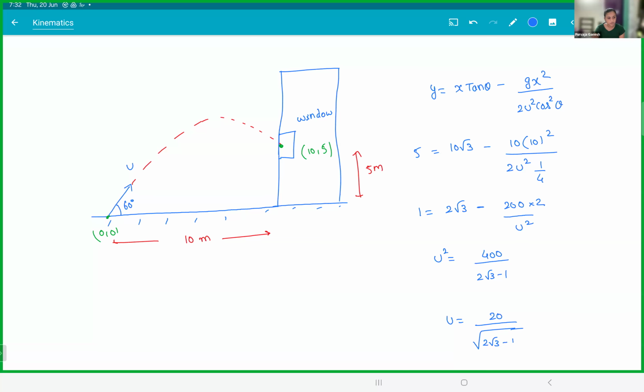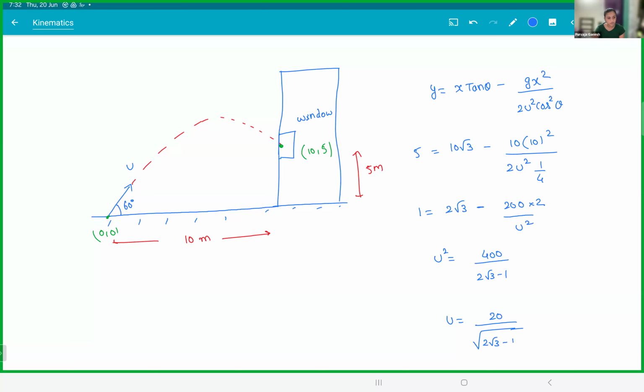For alpha, there is a much faster way to do it. For speed, we can do this again. Loss in potential energy is gain in kinetic energy. mg 160 equals half m v square minus half m u square, which is 20 square. M cancels everywhere. This would be 1600, equals v square by 2 minus 200. V square will be 3600. V is equal to 60 meters per second.